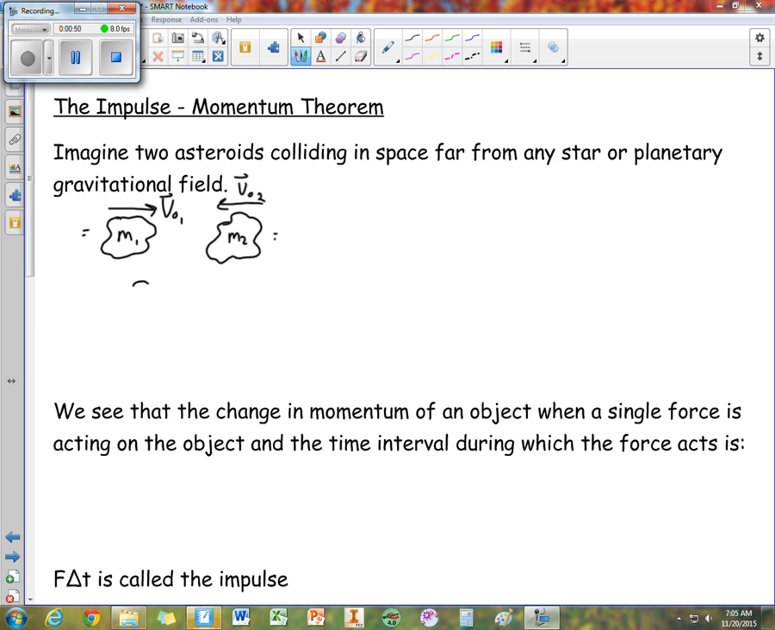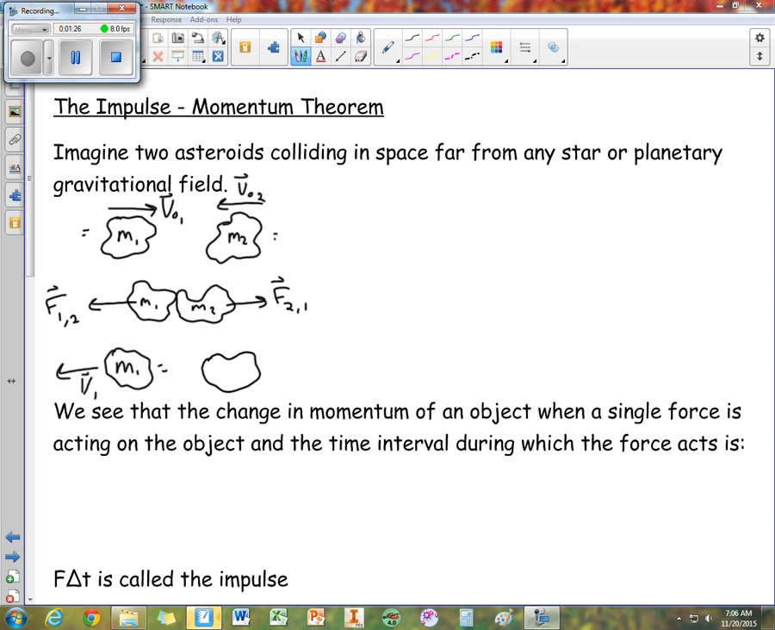When they collide, we will see that there are some forces. And after the collision, let's say they bounce off each other, travel away at velocities v1 and v2. So we want to analyze what's going on here.